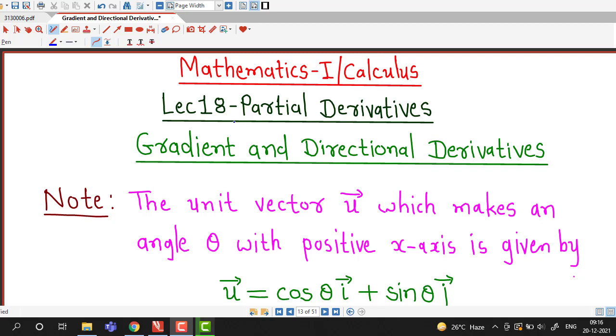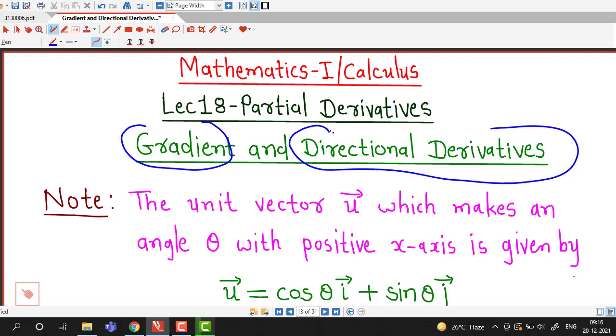Hello friends, I welcome you to lecture number 18 on partial derivatives. In the previous two lectures, we have defined the gradient and directional derivatives of a scalar function. And in this lecture, we are going to discuss one more problem on computation of directional derivatives.